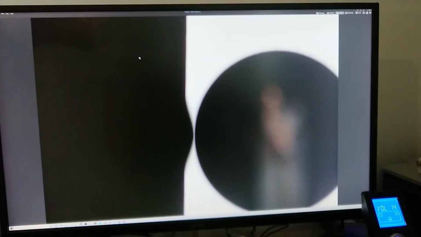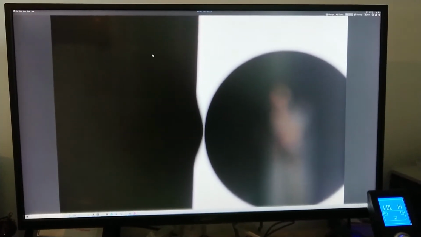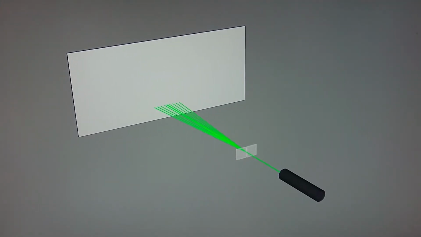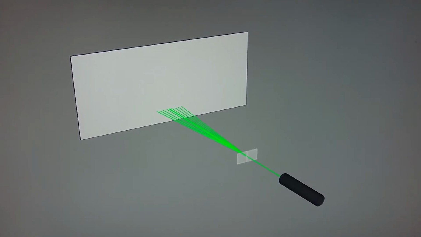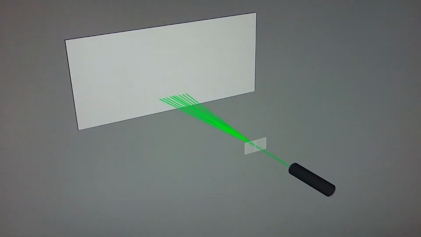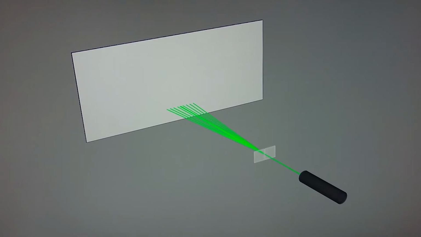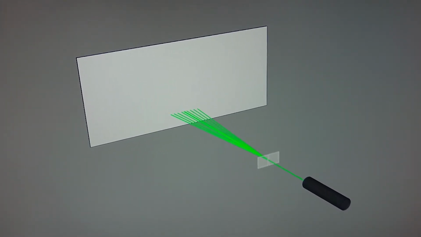But this is not all. Now I'm going to add more information about it, which I think is much more fascinating. Assume a single slit and a laser as a light source, and the scenario of the diffraction. Everyone knows about it, and everyone knows about the diffraction pattern. I'm not going to explain things that everyone knows.